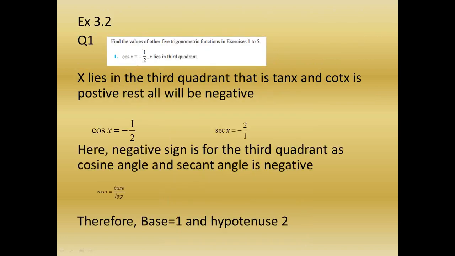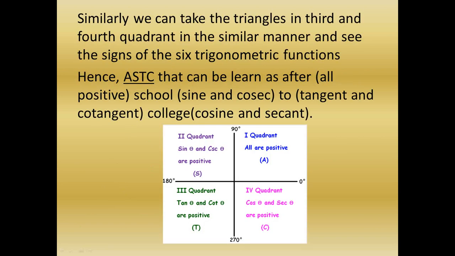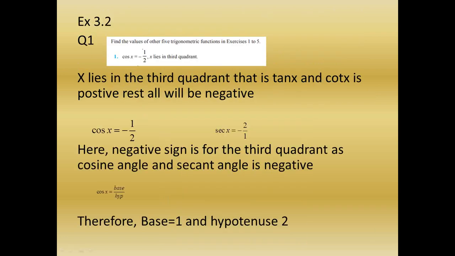Now on the similar basis, you have question number 1 to question number 5 in NCERT exercise 3.2. It says find the values of the other 5 trigonometric functions. So cos is given to us, x lies in the third quadrant. Third quadrant only tan and cot is positive, rest every function will be negative. So as it is given, cos is negative, minus 1 by 2. Here minus represents the quadrant. So since it is minus cos, minus means it is in the third quadrant. Cos is negative in the third quadrant.